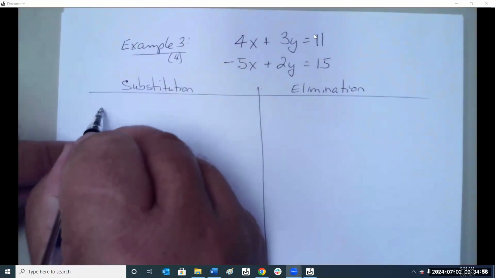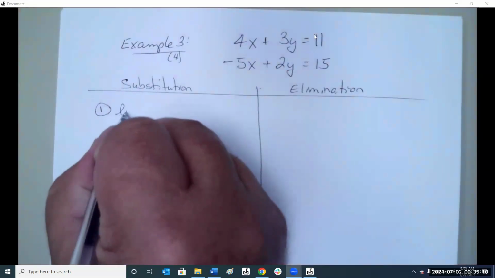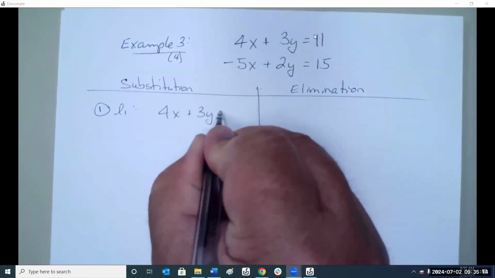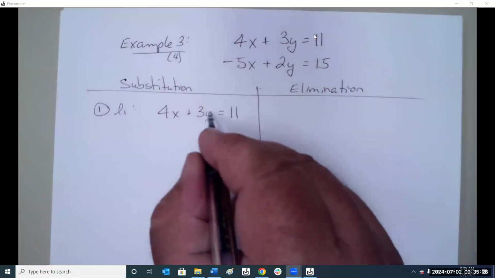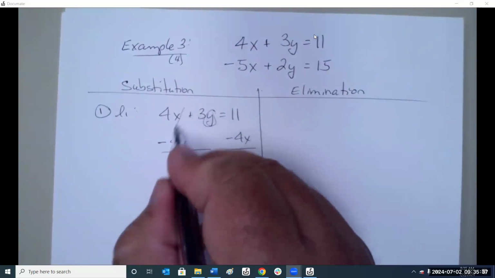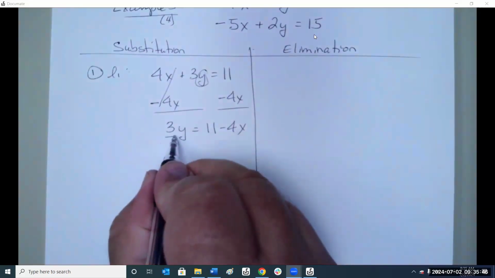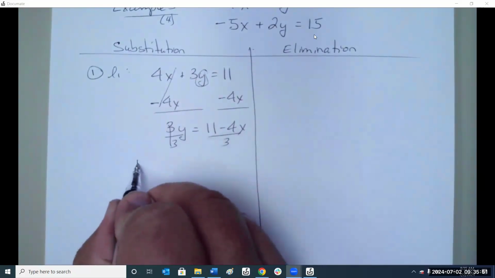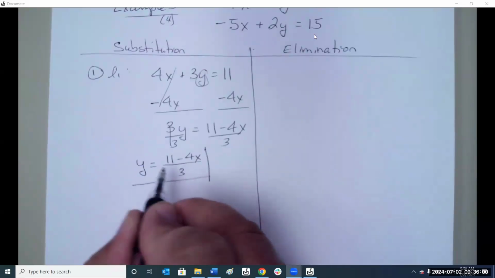So, in substitution, which equation do you want to use? So we use line one. All right. So 4x plus 3y equals 11. What variable? So let's solve for y. We subtract 4x from both sides. Yeah, this one, there is no easy way out. 11 minus 4x. Divide both sides by 3. So y is equal to 11 minus 4x over 3. We'll come back to that later.